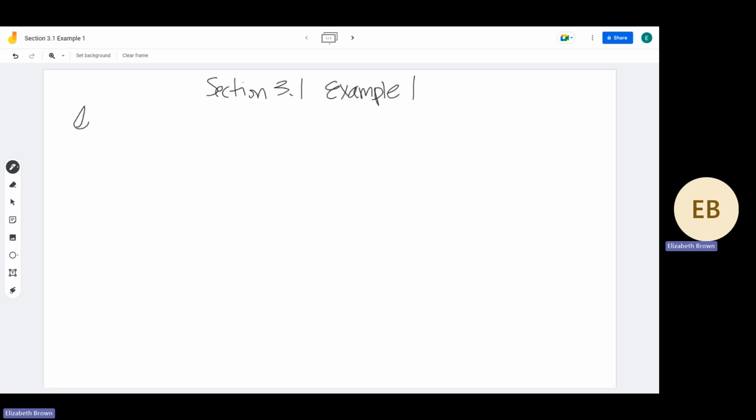The limit, I better write slower, as h approaches 0 of f of x 0 plus h minus f of x 0, all divided by h is our slope of a tangent line.